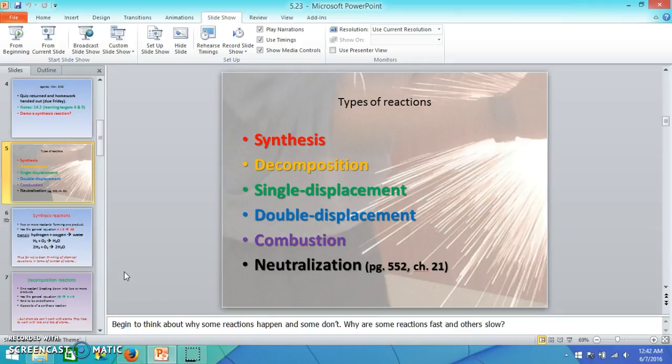And realize as well, just like everything else, there are usually other names for these, such as the first one, synthesis. If you look elsewhere, you might see that reaction also called combination, and the single displacement, double displacement. Sometimes you'll see that written as single replacement or double replacement, or single exchange or double exchange. So again, don't be confused if you happen to see that. It's really the same thing.